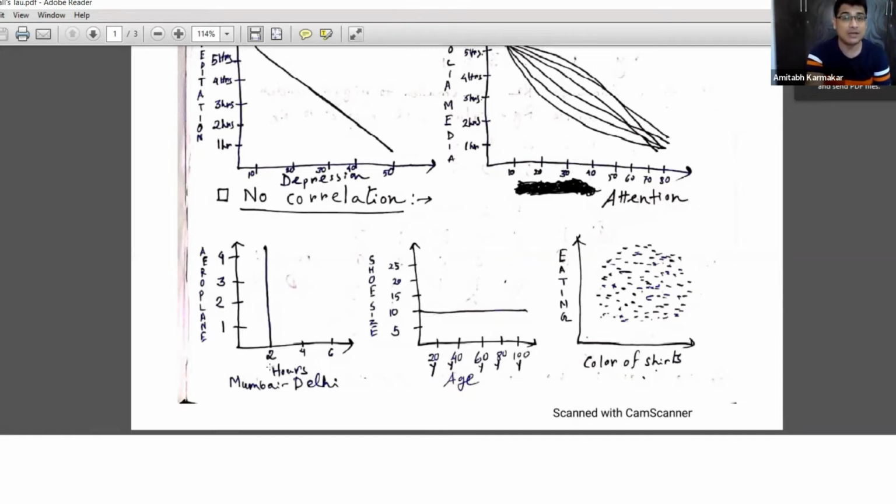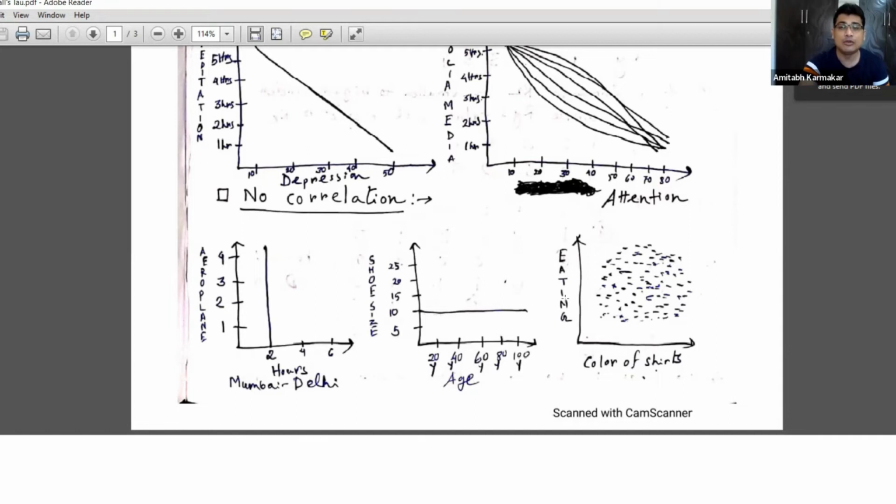That doesn't mean that if you fly 4, 5, 10 aeroplanes, the time will get reduced to 30 minutes or 45 minutes or 1 hour from Bombay to Delhi. Likewise, at 20 years of age, 40, 60, 80, 100 years of age, your shoe size remains the same. After adolescence, your shoe size does not increase, right? That is why, let's say 10 or 8 or 9, it is the same across.